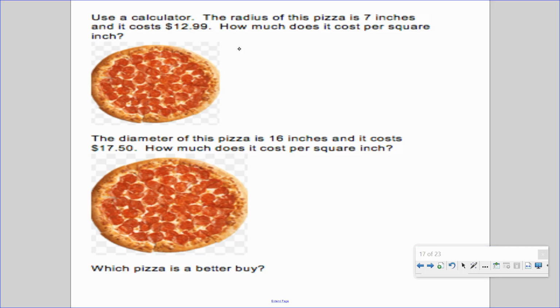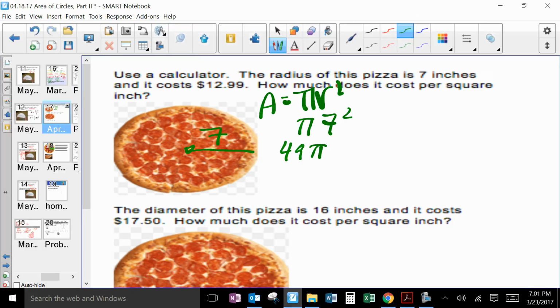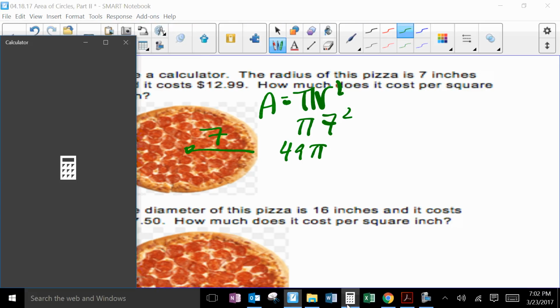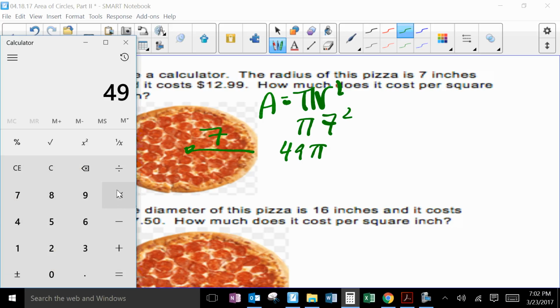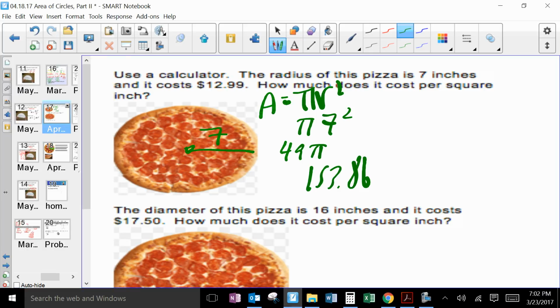Again, the formula for a circle is pi radius squared. So they said that the radius of this is 7. So what is radius squared, or 7 squared? 49 pi. Oh, where are my calculators when I need a calculator? Here's my calculator. So I'm going to multiply 49 times 3.14. So 153.86 square inches is the area of this pizza.